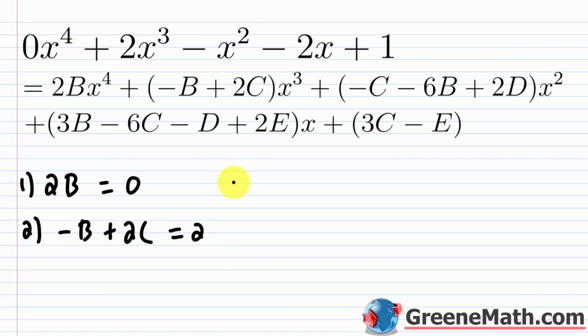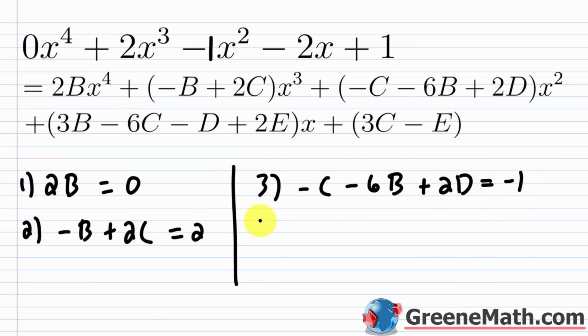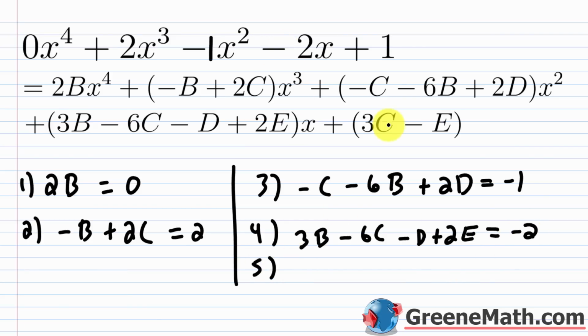And then the third equation of the system, let me put this over here. You're going to have negative c minus 6b plus 2d is going to be equal to negative 1, because that's the coefficient for x squared. So negative c minus 6b plus 2d is equal to negative 1. Fourth equation of the system, we're going to have 3b minus 6c minus d plus 2e. So 3b minus 6c minus d plus 2e is equal to, well, this is going to be negative 2, so that's the coefficient of x. And then the fifth equation of the system, you're going to have 3c minus e is equal to 1.